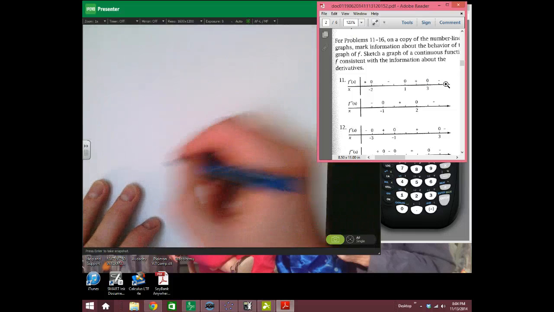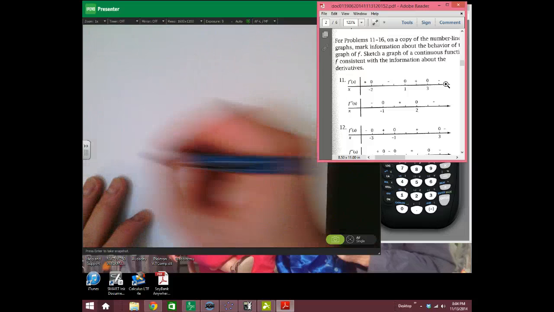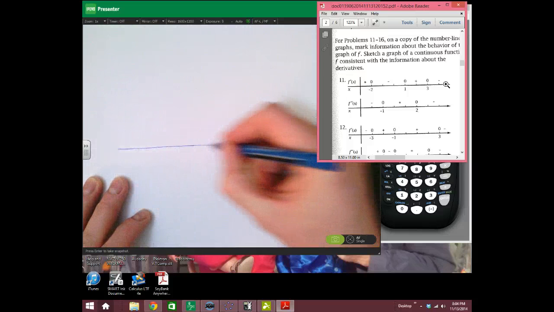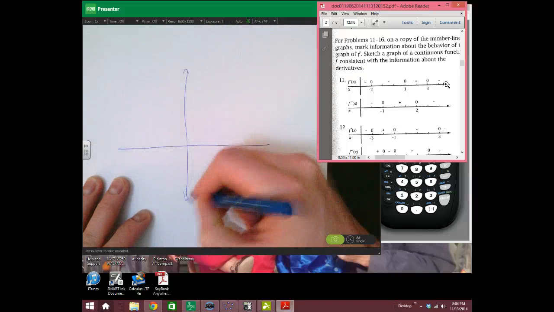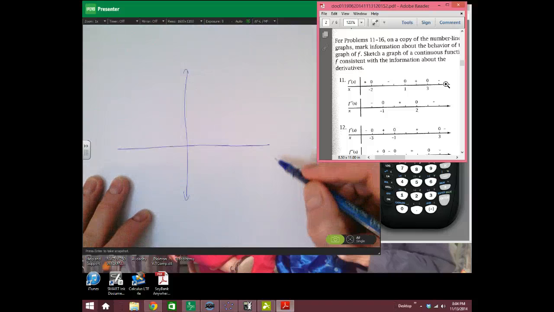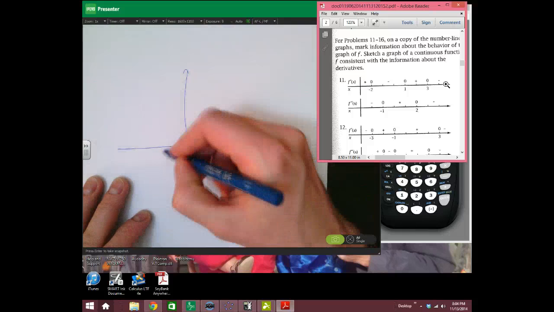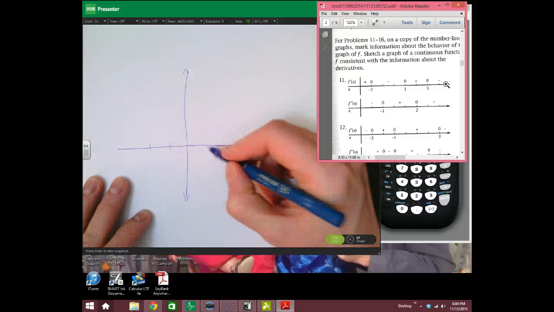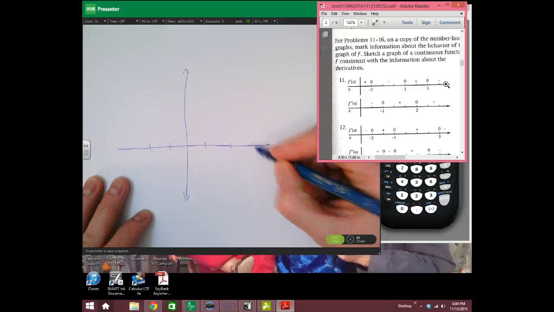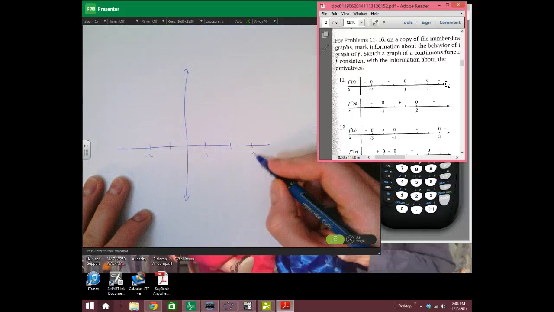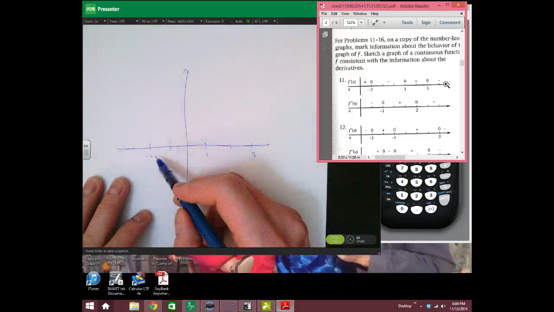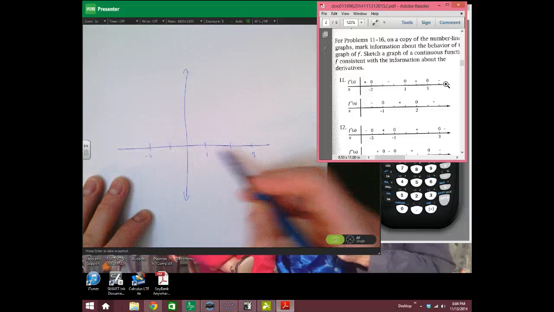So for our graph, and I'm just going to sketch this by hand, I don't really have graph paper here. Here's my x-axis, here's my y-axis. I know I want -2, 1, and 3. So here's -1, here's -2, and then 1, 2, and 3. So I know at these three values here, I should have a max, a min, and another max.